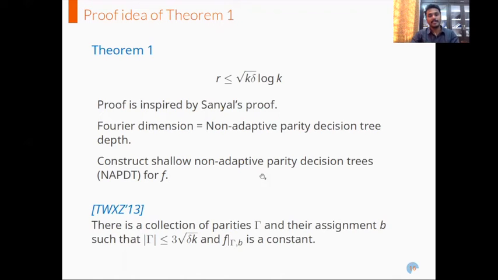A crucial ingredient in constructing non-adaptive parity decision trees is this lemma by Chang et al., which says that for any Boolean function, there is a small collection of parities such that a setting of them makes it 0. The small is again quantified by square root k delta.